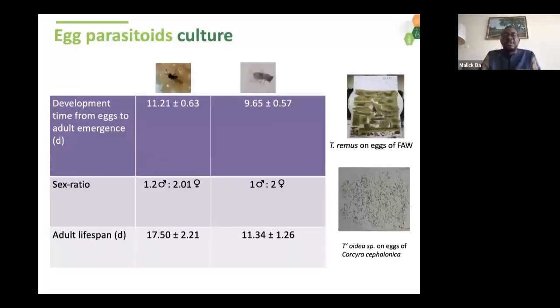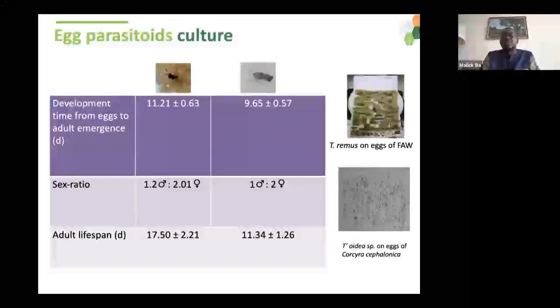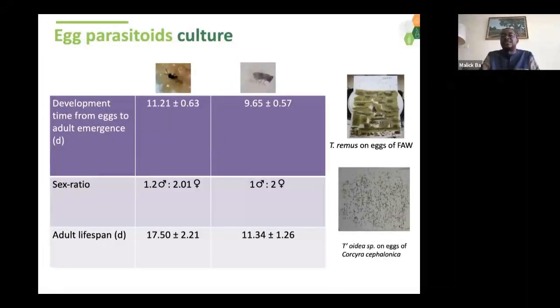So you can see here some of the data that we have collected on Telenomus and one of the Trichogramma species that we had in our area here. You have the development time from egg to adult, which is about 11 days for Telenomus and 9 days for Trichogramma. You also have the sex ratio and the adult lifespan. For Telenomus, it's above 17 days, and for Trichogramma, it's about 11.3 days. So those are critical information. When you want to do biological control, you need to know the insects you are dealing with. So you need to do the basic studies in your laboratory to use them in the field later on.